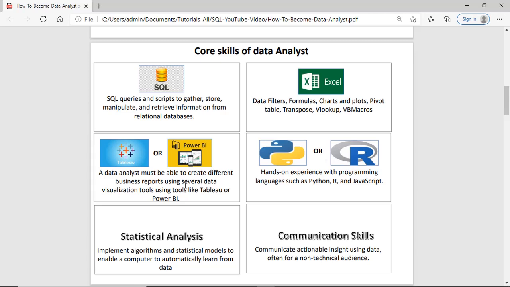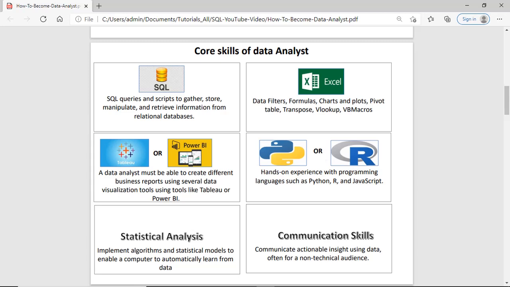Both are so powerful that they can retrieve data from different resources. Different resources mean things like Notepad, Excel, XML. That's why they are in demand nowadays. And if you are handling huge data, a large volume of data sets, then you must have knowledge of Tableau or Power BI, because these are very powerful tools for handling large data sets.